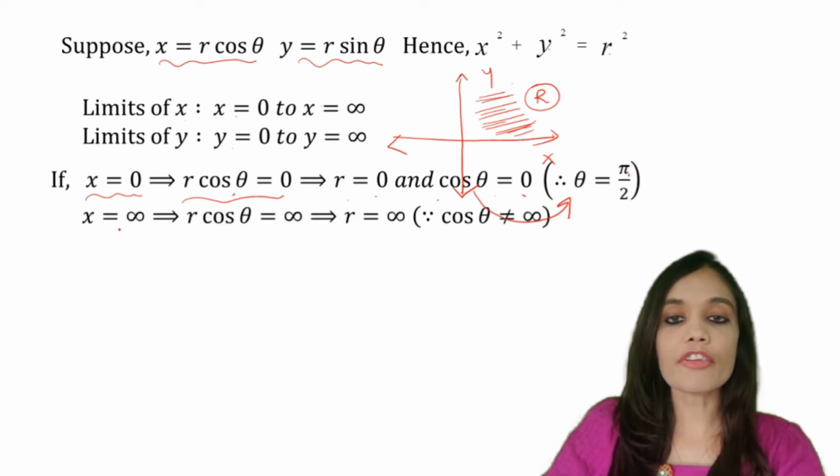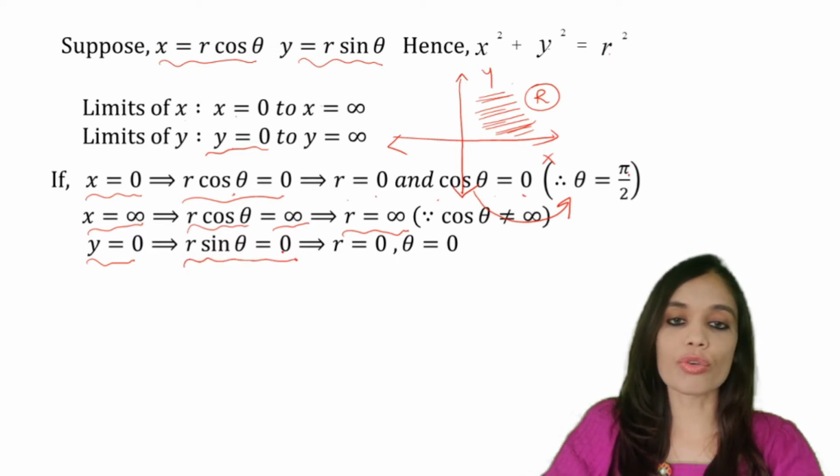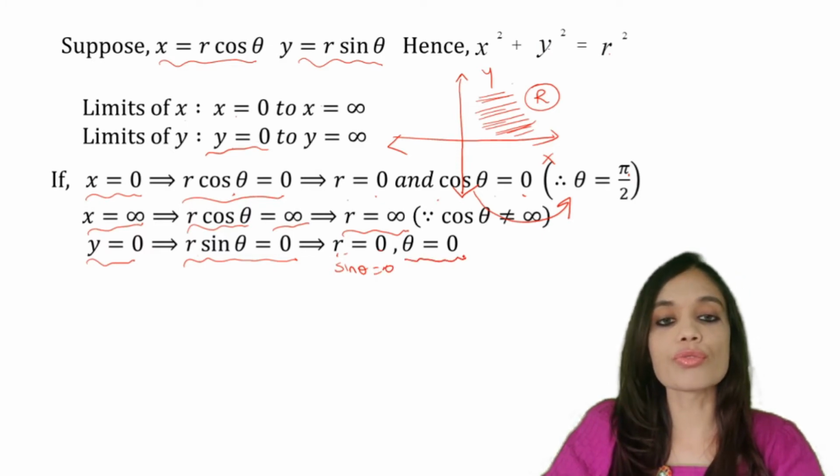Okay. Next, if x is equal to infinity, then r cos theta will be equal to infinity. Therefore, your r will be equal to infinity because cos theta can never go to infinity. Now next, we are given y is equal to 0. So if we take y is equal to 0, then r sin theta will be equal to 0. Therefore, from this we can say that r is equal to 0 and sin theta is equal to 0. Therefore, theta is also equal to 0.